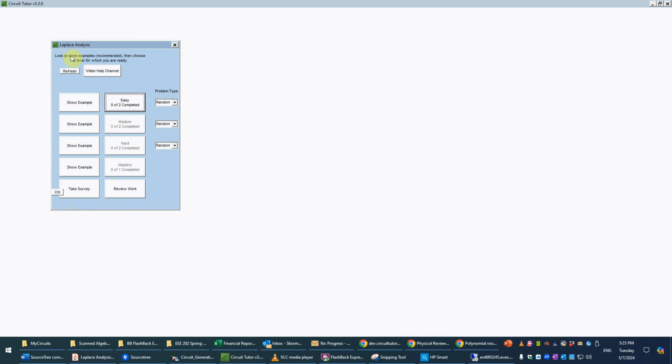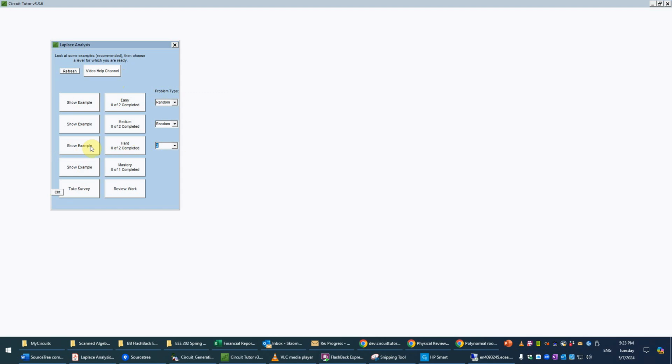Of course, before you begin, you should have already reviewed the introductory tutorial on Laplace domain circuit analysis, which is under the Laplace impedance simplification game, as that contains a lot of crucial information for solving this type of problem. So we'll assume that you've already done that. And now we're going to go ahead and select the appropriate problem type here.